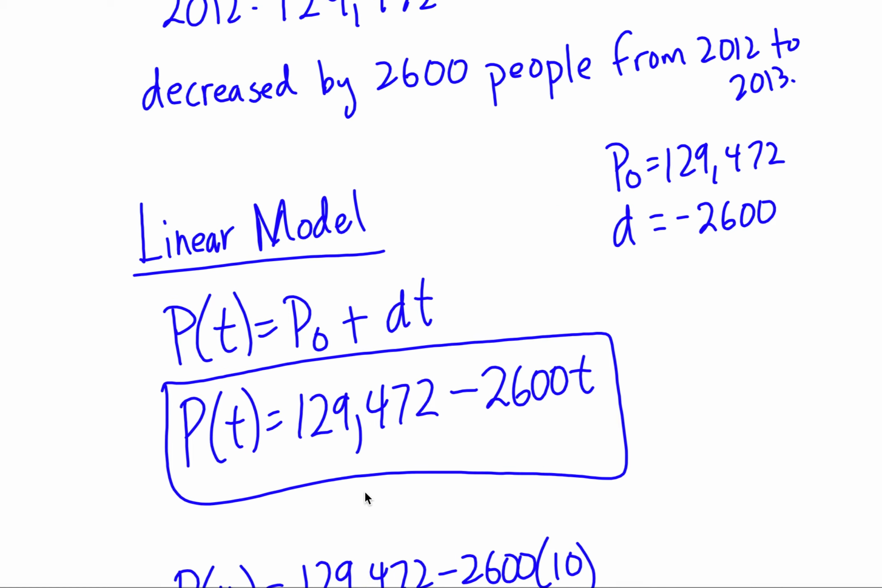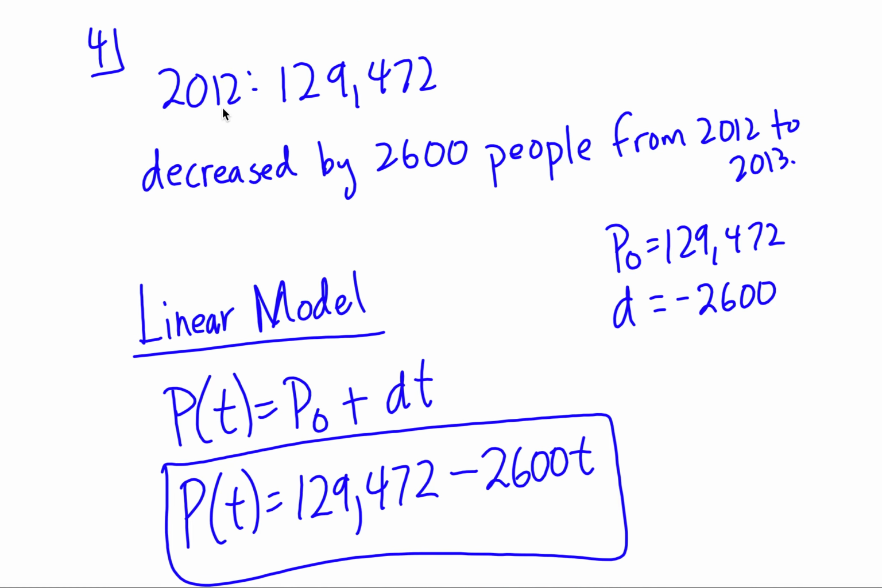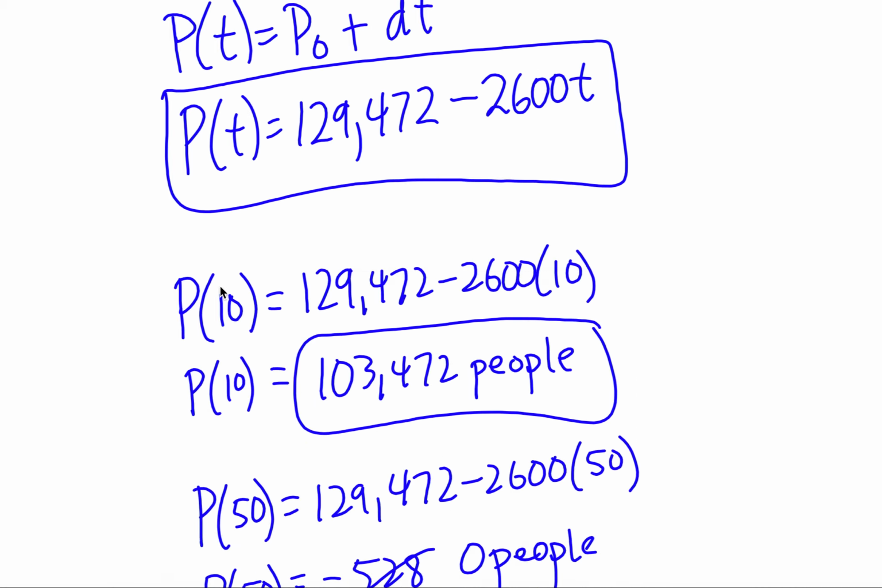Now let's say we want to do it in 50 years. So 50 years from 2012 would be 2062. So if you want to know how many people are living in this town in 2062, you know that is 50 years. You put 50 years into this model. Again, I would always start with the model. Make sure you have the model in general, and then start plugging the numbers in. Don't just start plugging numbers in until you actually have that model written down. It makes life much easier on you.